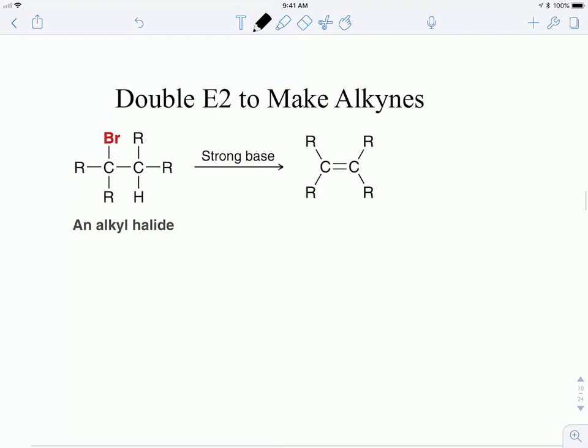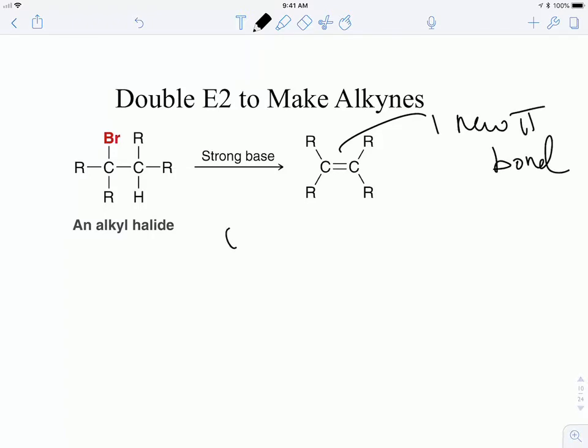So how do we make other alkynes? Well, recall that the way that we made alkenes was to produce one new pi bond by an E2 reaction with a strong base. Let's say we take this compound and react it with sodium hydroxide. Hydroxide is going to accept this proton. These electrons are going to become your new pi bond. The bromide leaves, and we've eliminated HBr effectively to get one new pi bond.